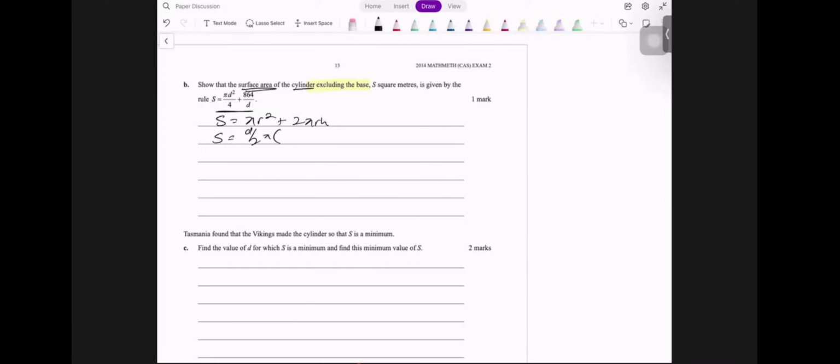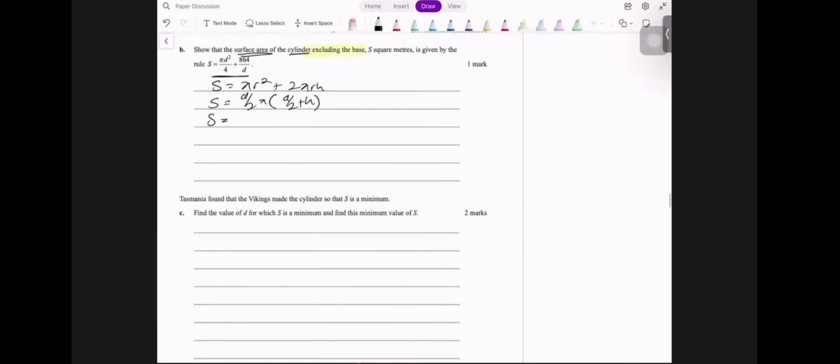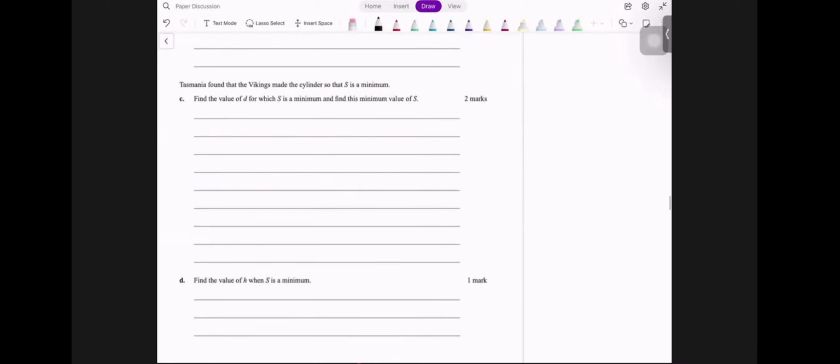So this is just a matter of simplifying. You sub in your values and then sub in your h from the previous part. Plus 864 on D. If you manage to get this exact correct proof, then you can be sure that this also has to be right. Part C, they find the cylinder so the surface area is a minimum.